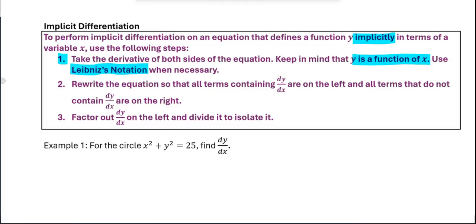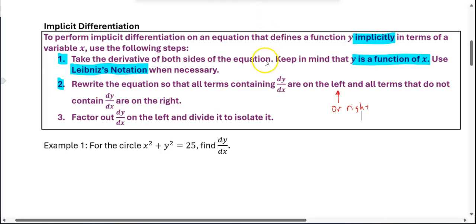Step 2, rewrite the equation so that all terms containing dy/dx are on the left. It could be the right, by the way, as well. It doesn't have to be on the left, because it's true that if x equals 2, then of course 2 equals x. This step is basically saying to separate the variables. And then number 3, factor out dy/dx on the left and divide to isolate it.